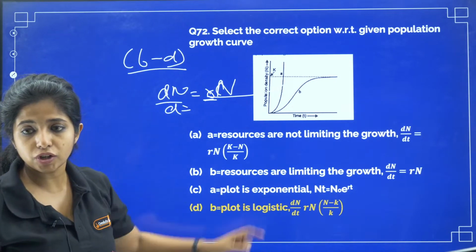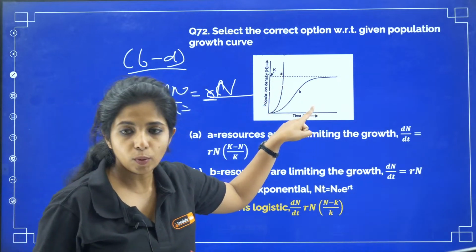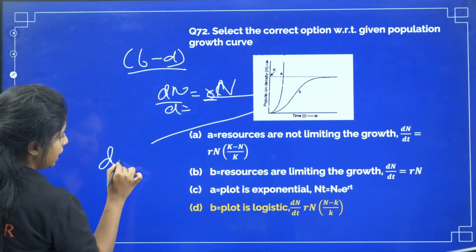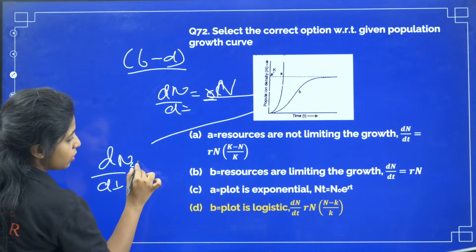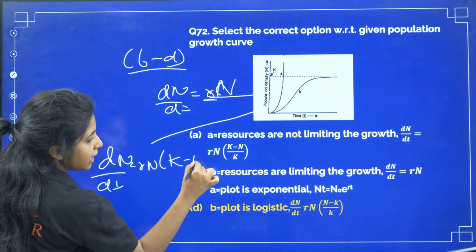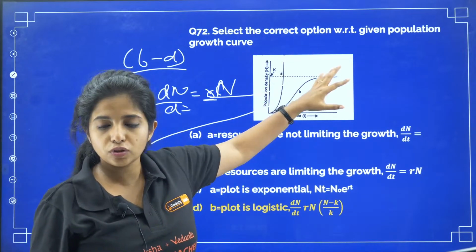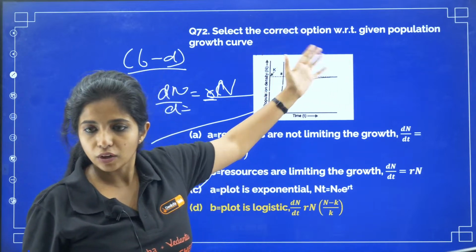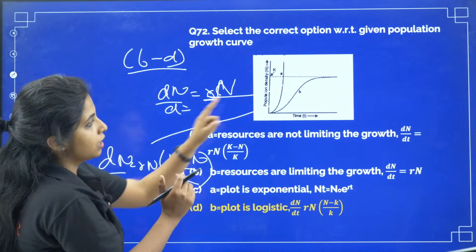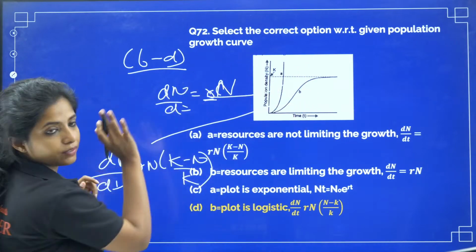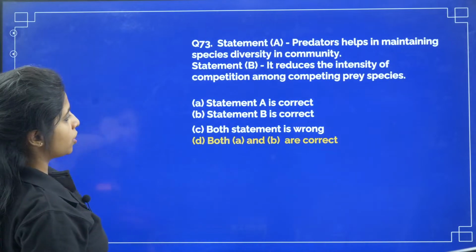Now going ahead, my dear children, you have small b. What is this for? This suggests dN by dt equals rN (K minus N) divided by K. What does K suggest? K means carrying capacity, beyond which the organism cannot keep growing because the resources are limited. So please remember, for this you have this. They can ask you questions based on this.